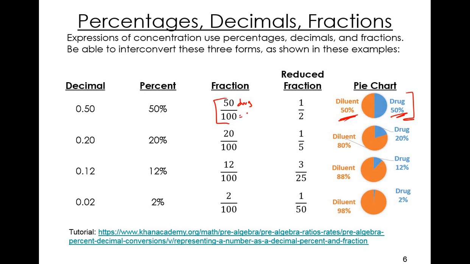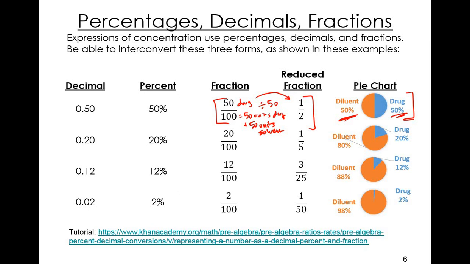So that's 50 units drug plus 50 units solvent. 50 over 100 can be reduced to the fraction 1/2. We do that by dividing the top and the bottom by the same number. In this case, we divide both the top and the bottom by 50, and that gives us the reduced fraction.